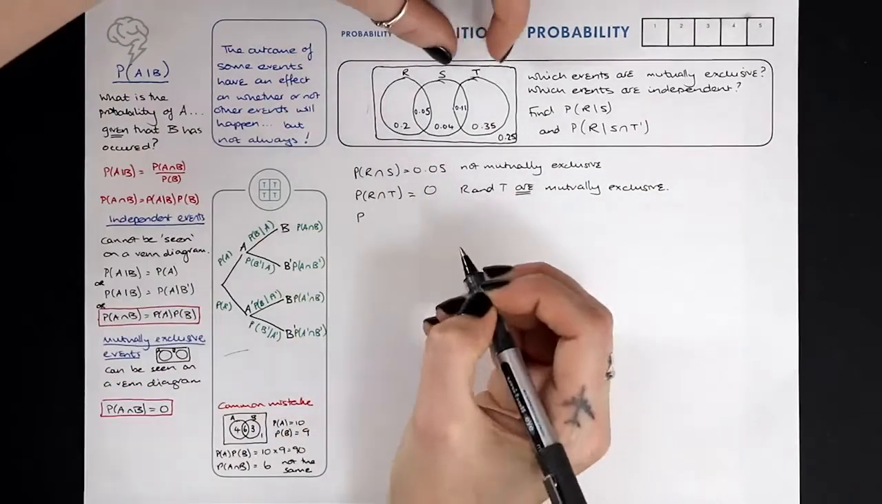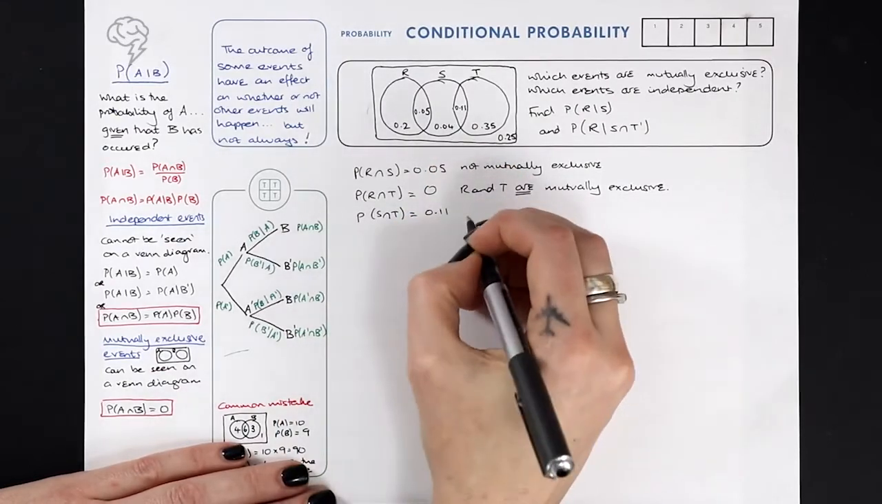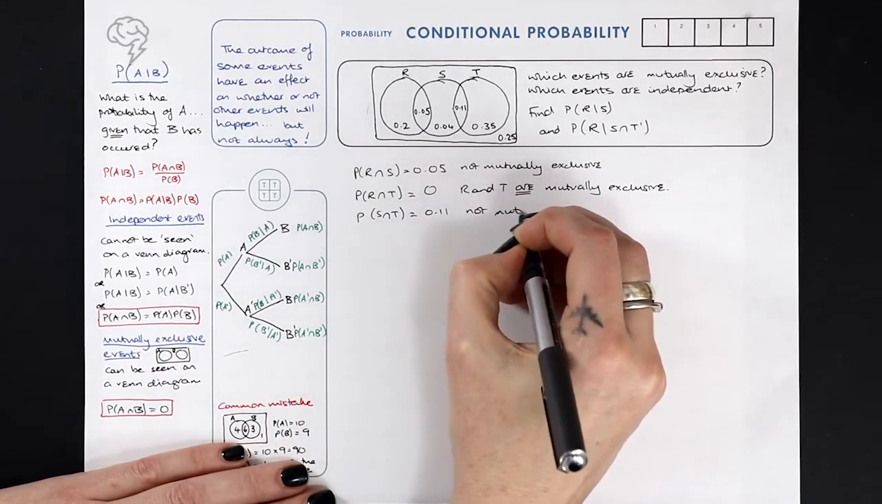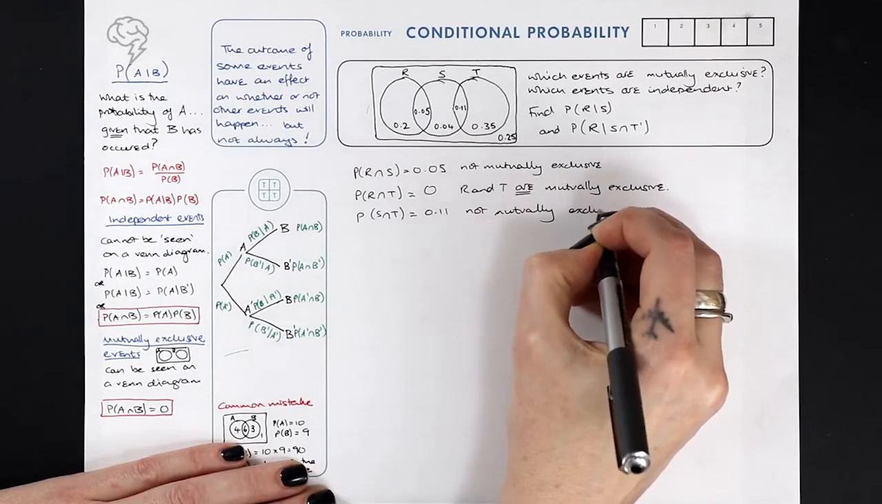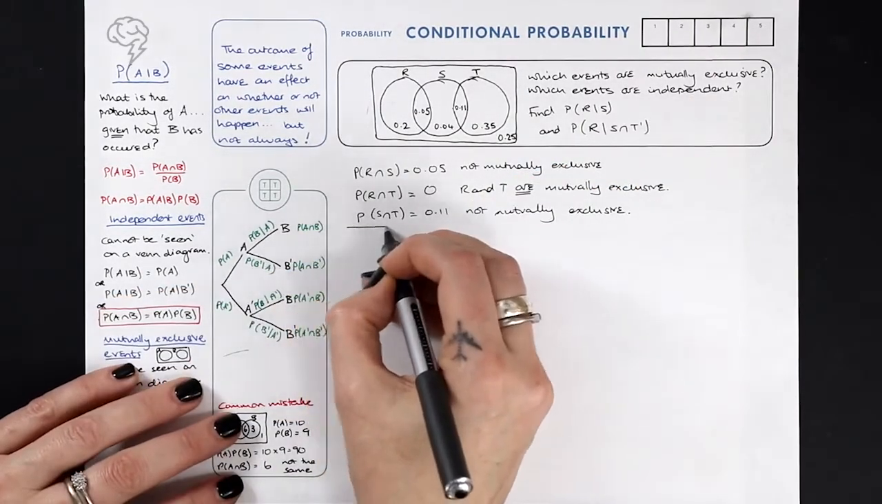What about these two, S and T? Well, the probability of S and T is 0.11. They're not mutually exclusive. Okay, it's going to be a little bit harder to check independence, but we can still do it.